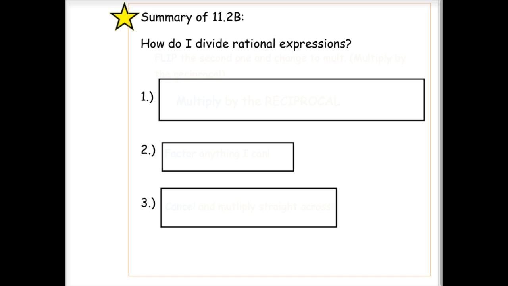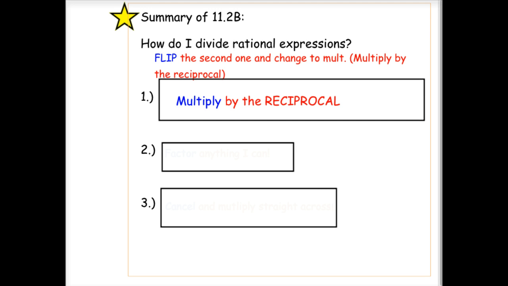All right, so to summarize, how do I divide rational expressions? We need to flip the second fraction and change it to multiplication. We're multiplying by the reciprocal. All right, so step 1 is to multiply by the reciprocal. Step 2 is to factor anything you can. Factor, factor, factor. And then step 3 is to cancel and multiply the pieces that are left.